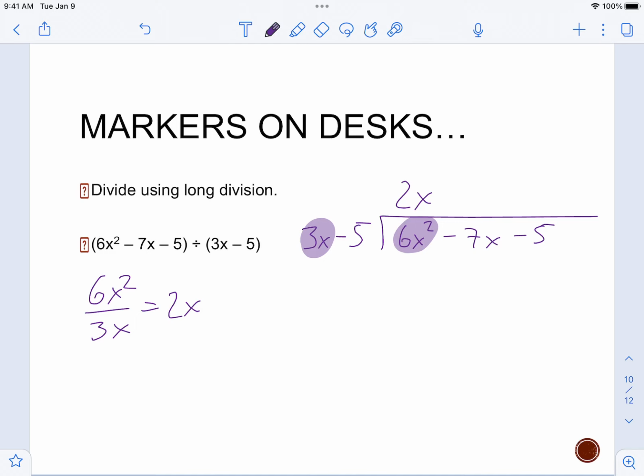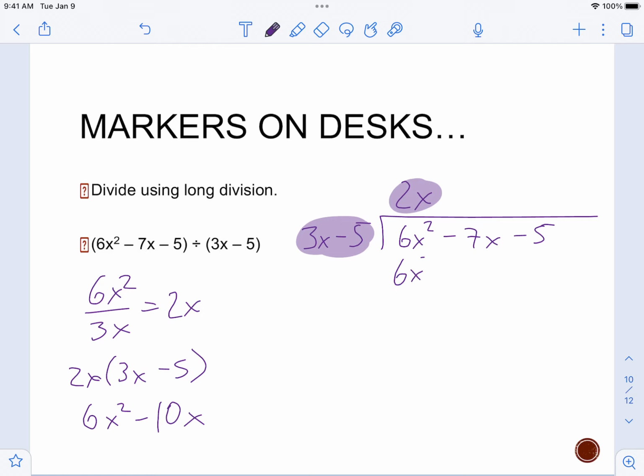That gives me 2x. Now I'll take that 2x and multiply it by the entire divisor. That's going to give me what I want to subtract here. So 2x times 3x minus 5 is 6x squared minus 10x. So 6x squared minus 10x. We'll change the signs, right? So the minus 10 becomes a plus 10. The 6x squareds cancel out. Negative 7x plus 10x is 3x, and we'll bring down the 5, the minus 5.